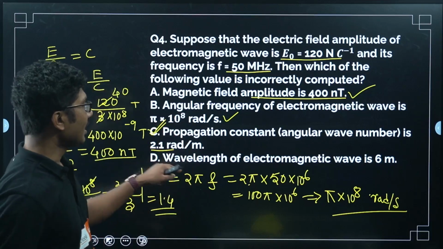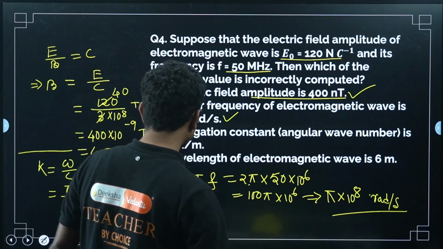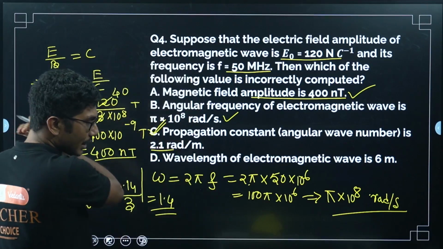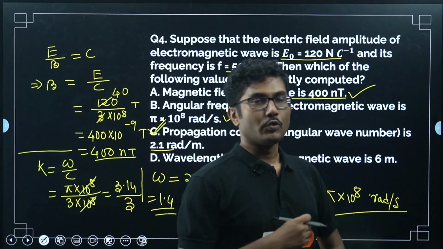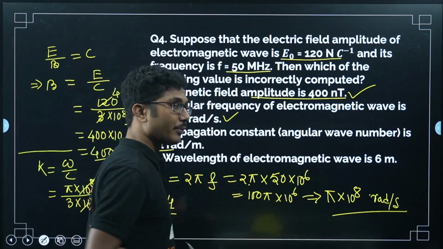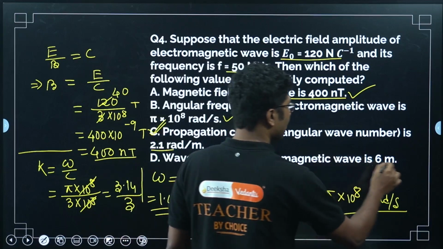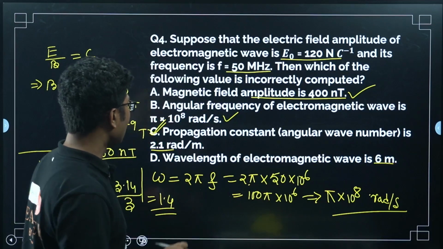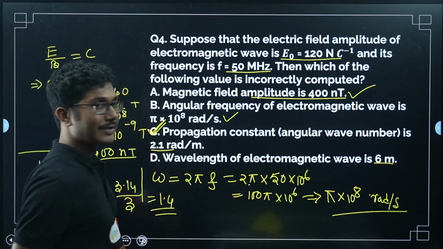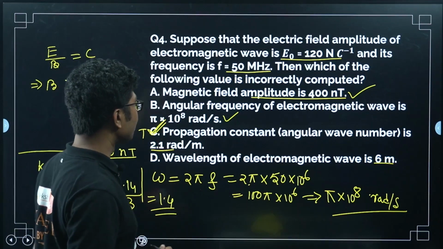You can check the wavelength also. You can calculate the wavelength using k, or using any other formula. You can use the relationship between omega and f to calculate the wavelength, and it will come out to be 6 meter. We are not checking that, because we have already calculated that this value is obviously incorrect. So this should be our answer.